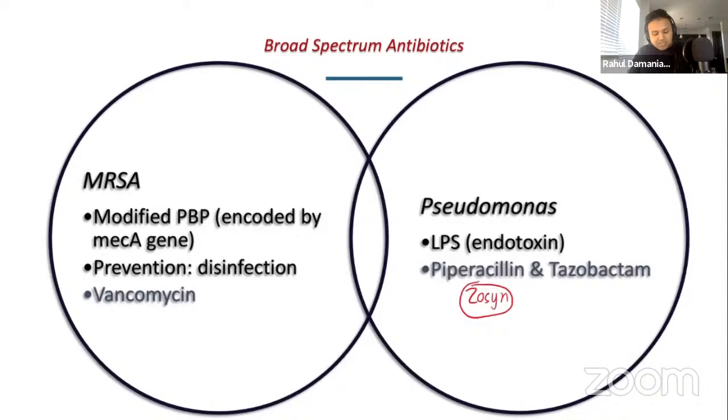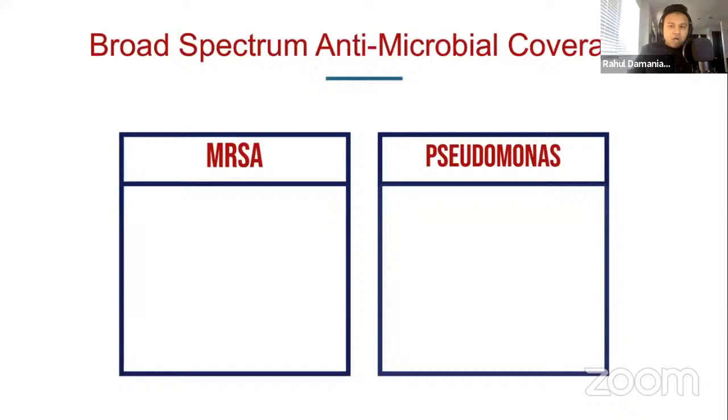This is a very high yield slide, and this kind of covers what antibiotics cover MRSA and what antibiotics cover Pseudomonas. Remember, there's not an antibiotic that covers both. So right now, just to make sure that you are paying attention, go ahead and type into the chat, what is an antibiotic that covers Pseudomonas? Name any of them. Okay. People are saying piperacillin tazobactam. People are saying cefepime. People are saying ceftazidime.